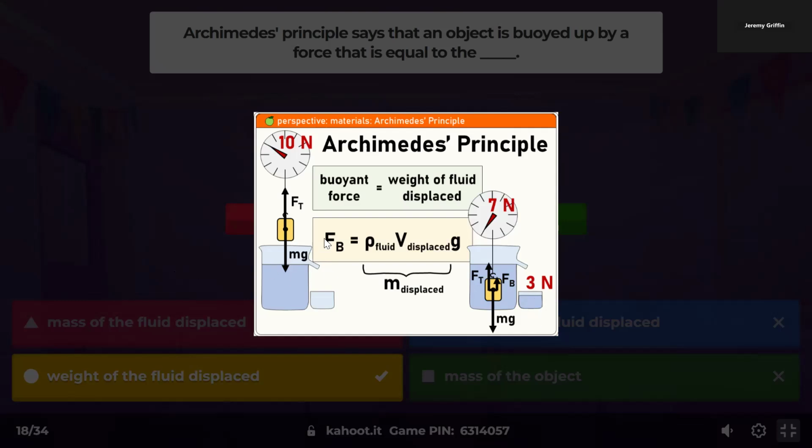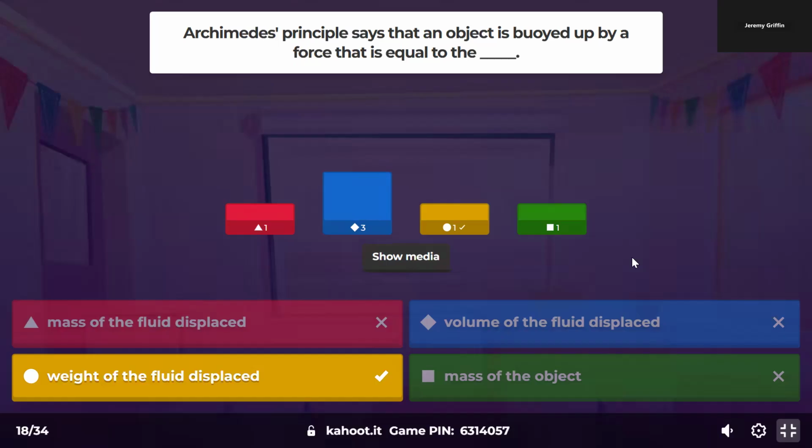So look at this picture too. If I have a 10 Newton weight, dunk it into water, now the tension reading goes down to 7. And I've captured 3 newtons weight of water. Isn't weight measured in newtons? That's right. You guys go with weight of fluid displaced. Good. Archimedes' principle.